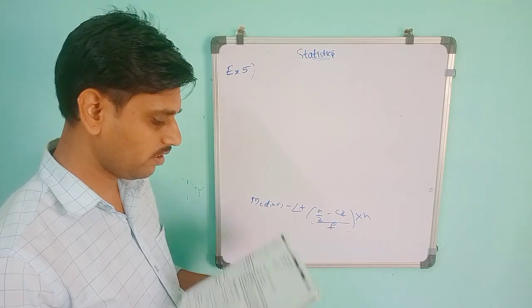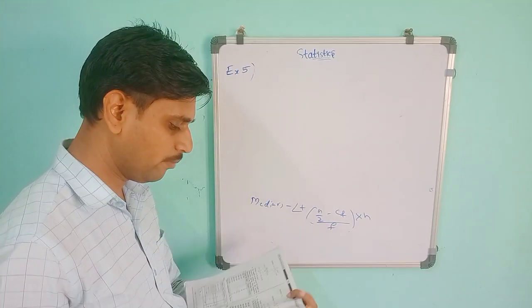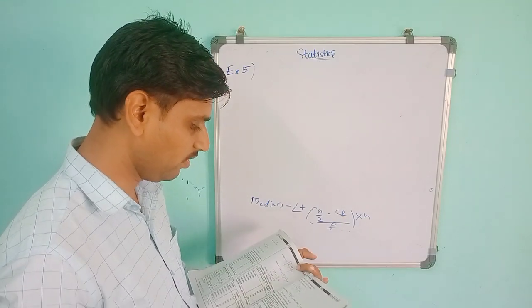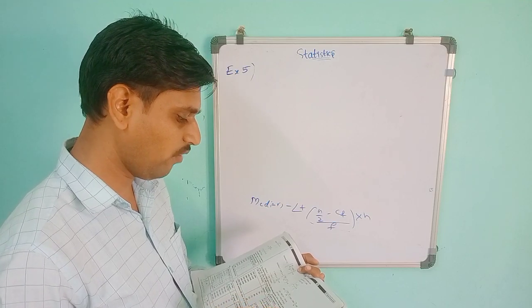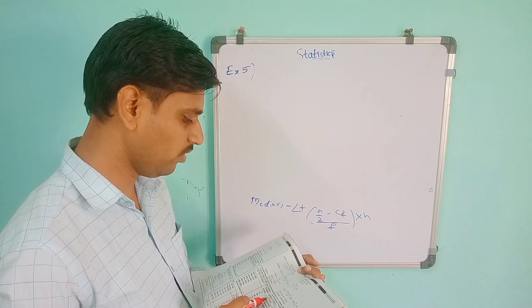So for this one, 100 surnames were randomly picked. Surnames means the family name of the person. They are taken from the local telephone directory, and the frequency distribution of the number of letters in the English alphabets in the surnames was obtained as follows.